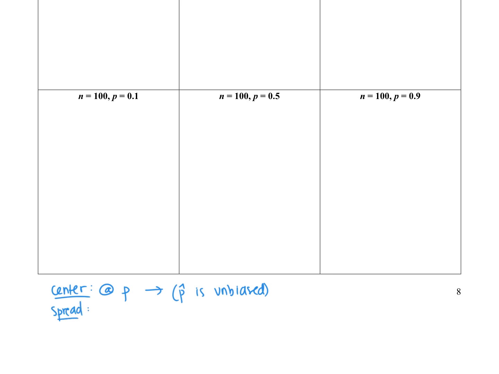What about spread? What happened to the spread as P got bigger? Nothing happened? It was unchanged? Okay. What happened to the spread as n got bigger? So we went from n equals 25 to n equals 100. What happened to the spread? It decreased, right? And we already knew that that was going to happen. So as n increases, the spread decreases.